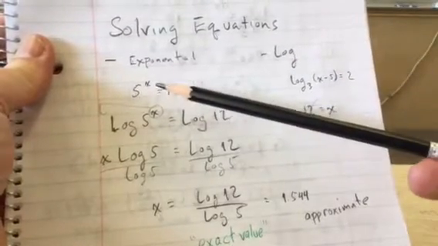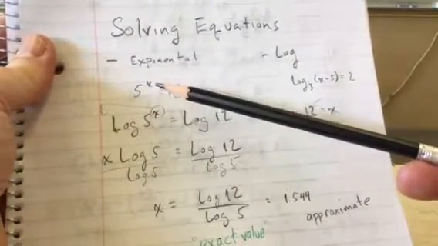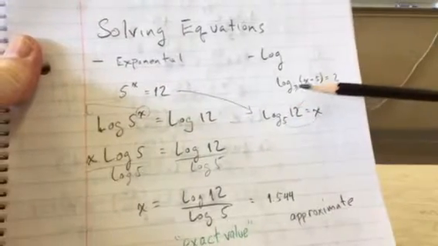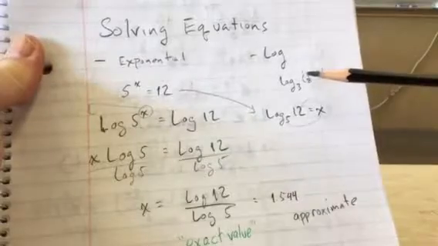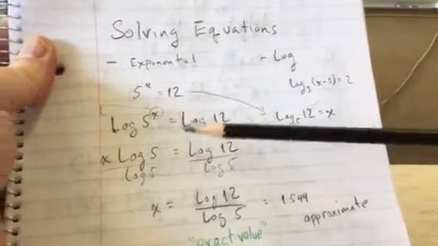There's an exponential equation where our unknown is an exponent. A log equation generally has the unknown as part of the argument of the logarithm. So we'll get to these in due time.